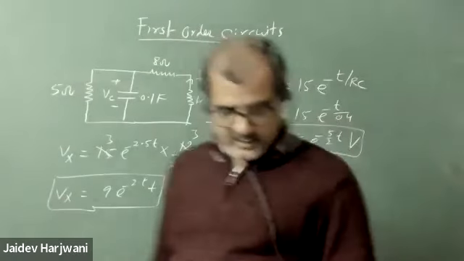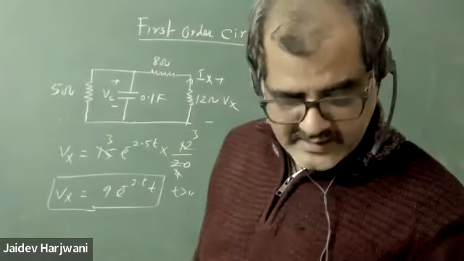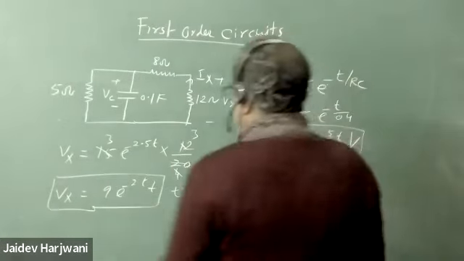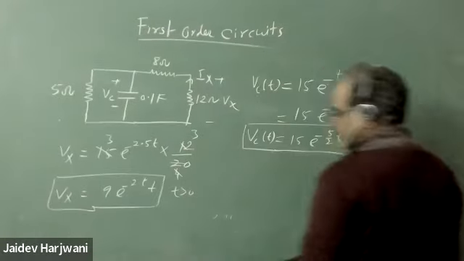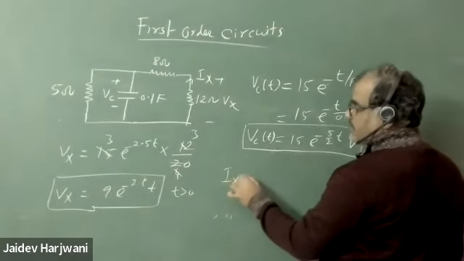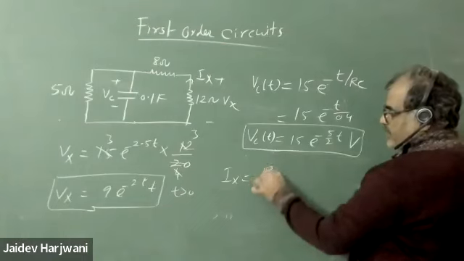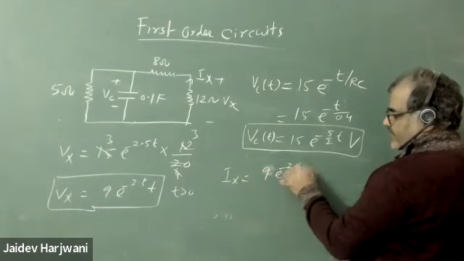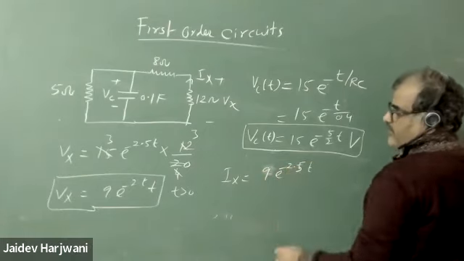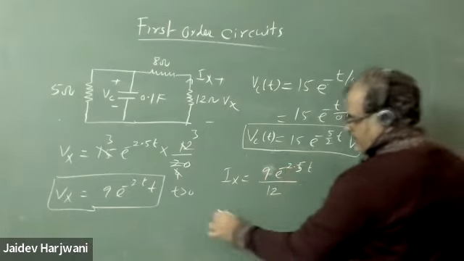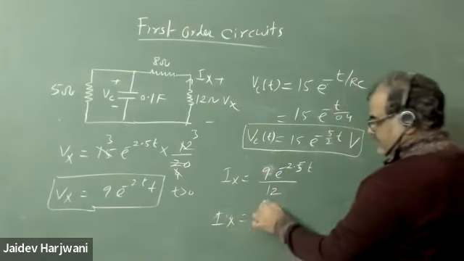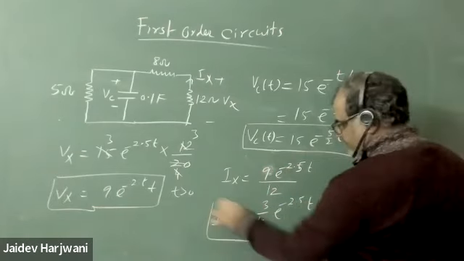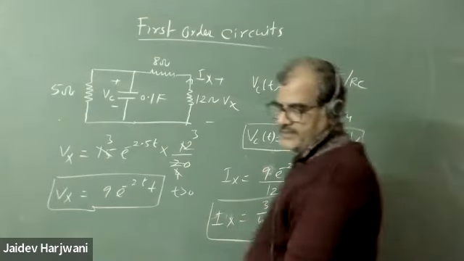Similarly, you can calculate your Ix also. If you want Ix, it will simply be Vx divided by R. Ix will be 9 e power minus 2.5t divided by 12. So my Ix will be 3 by 4 e power minus 2.5t. This way I can calculate my Ix.